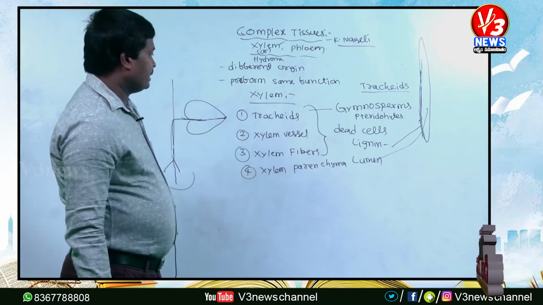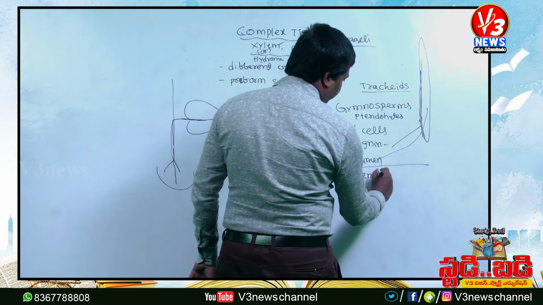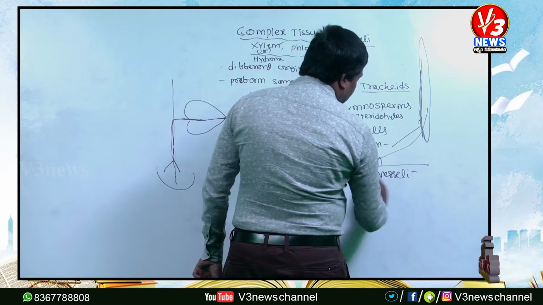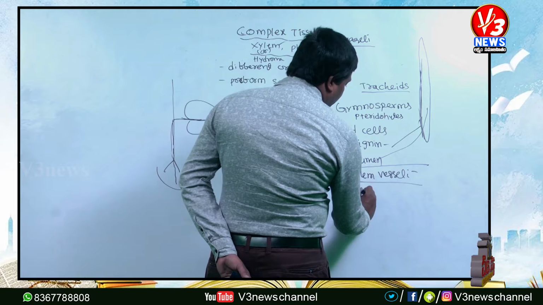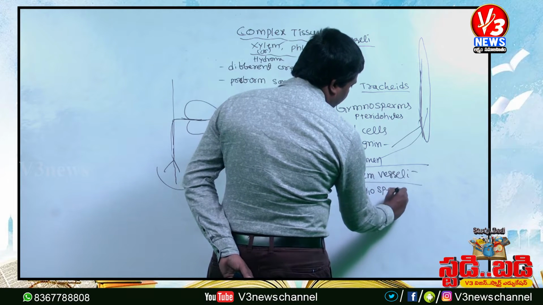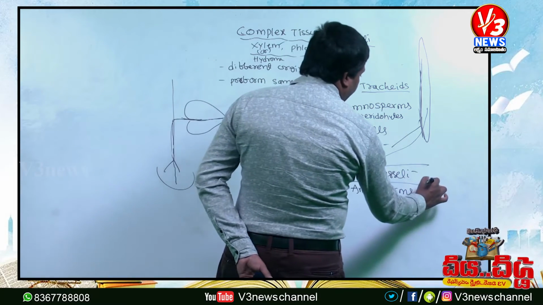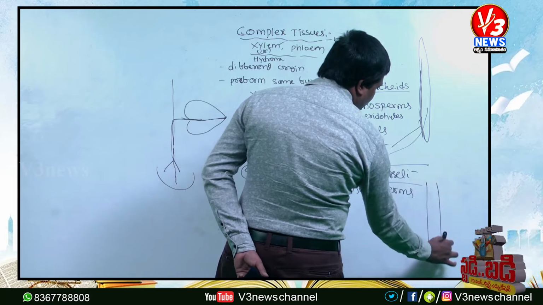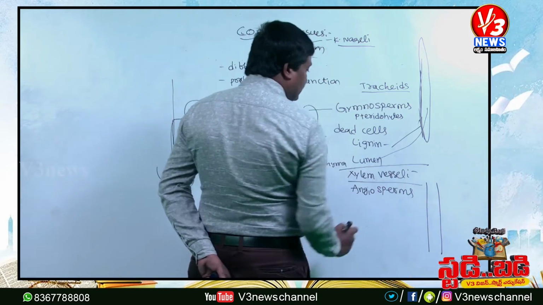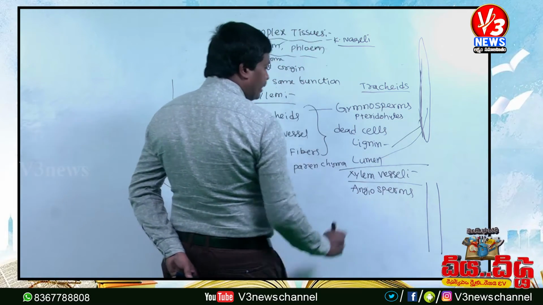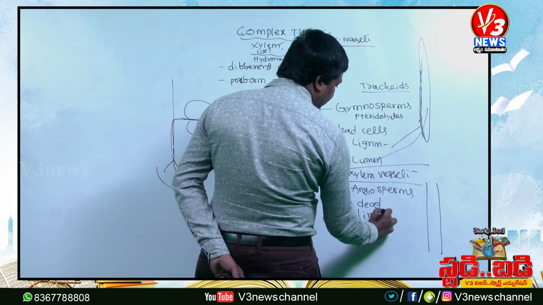And next, xylem vessel. Xylem vessel is a water conducting channel in angiosperms. Xylem vessel is an elongated, tube-like structure. There also, xylem vessel is a water conducting channel in angiosperms. They are dead cells. Cell walls are made up of lignin.